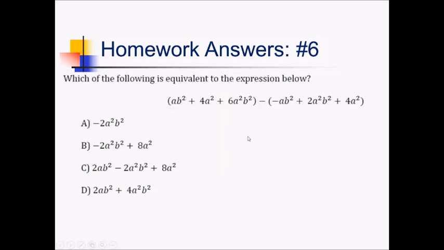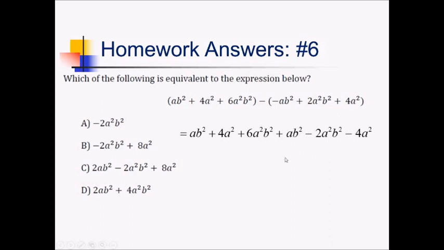For this multiple choice question, we have to combine these two polynomial expressions. So first thing I'm going to do is just pop this first parentheses. I don't really need it there at all. So I have ab squared plus 4a squared plus 6a squared b squared. No other changes for those first three terms. Now to get rid of this second parentheses, I have to distribute a negative, invisible negative 1 to everything in there. So I'm really doing plus ab squared minus 2a squared b squared minus 4a squared.